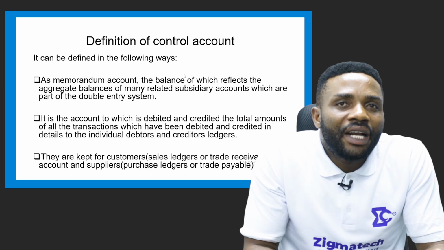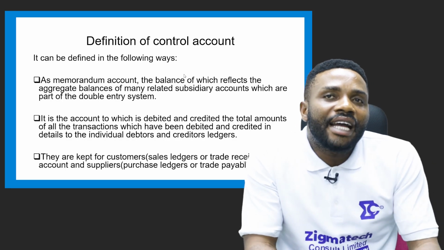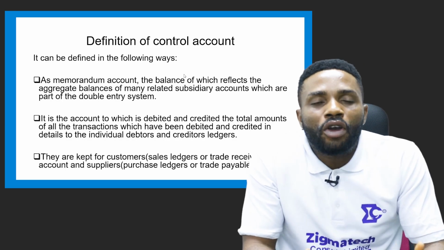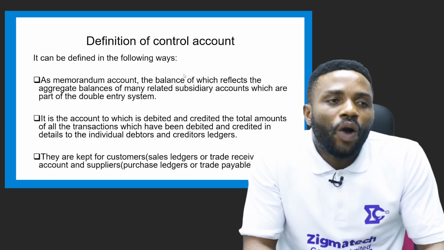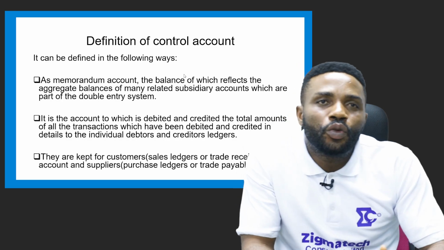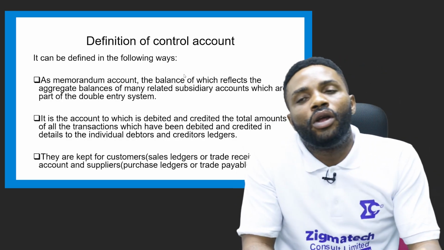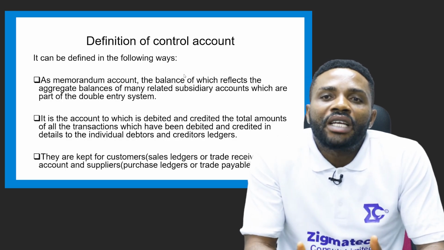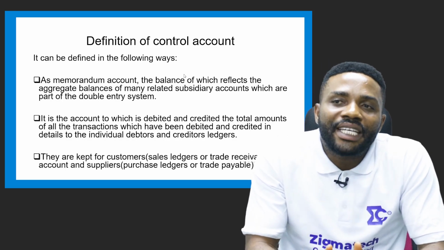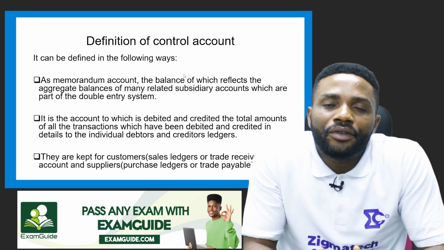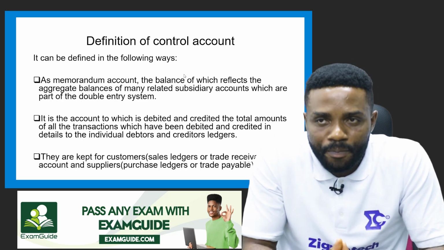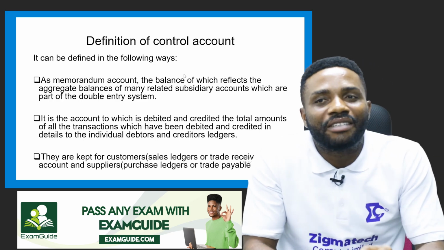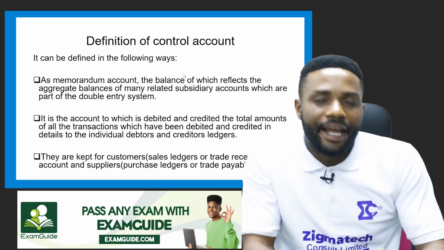So the people that give out items to you without collecting money from you become your creditors, while the people that come to buy from you without making payment are called your debtors. So in control account, we say that it is the account to which is debited and credited the total amount of all transactions which have been debited and credited in details to the individual debtors and creditors ledgers.